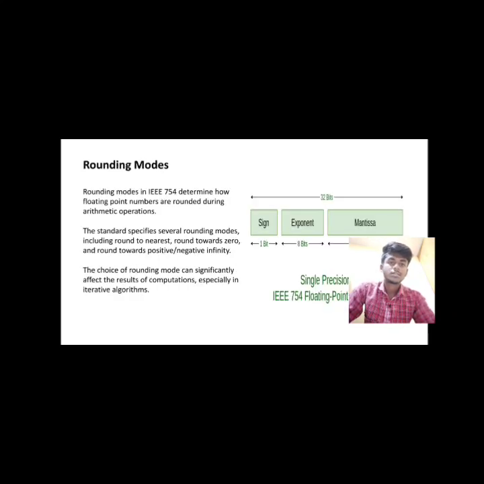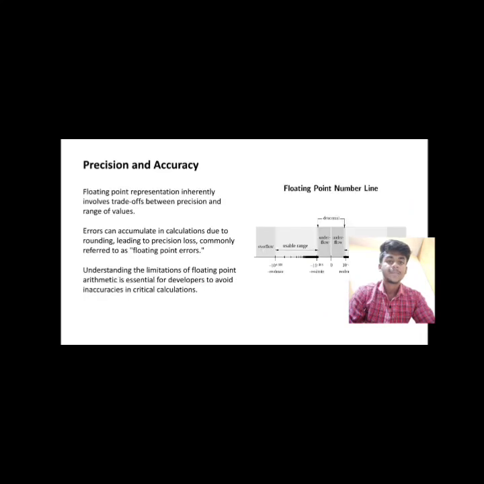Rounding modes. Rounding modes in IEEE 754 determine how floating point numbers are rounded during arithmetic operations. The standard specifies several rounding modes, including round to nearest, round towards zero, and round towards positive or negative infinity. The choice of rounding mode can significantly affect results, especially in iterative algorithms.